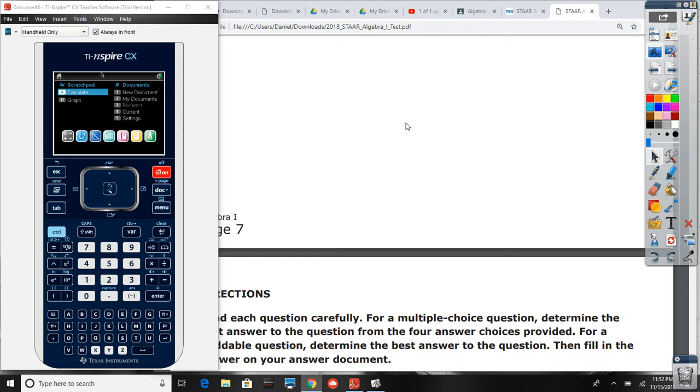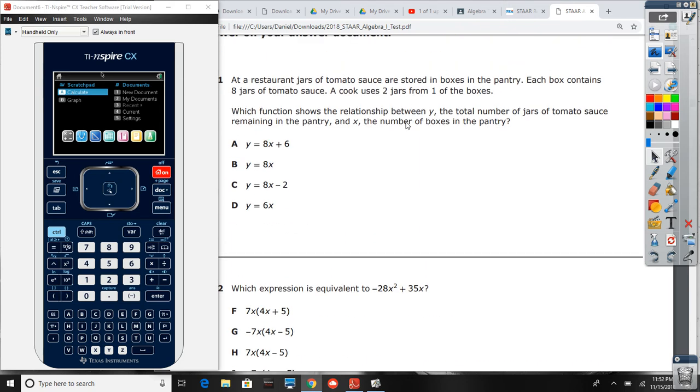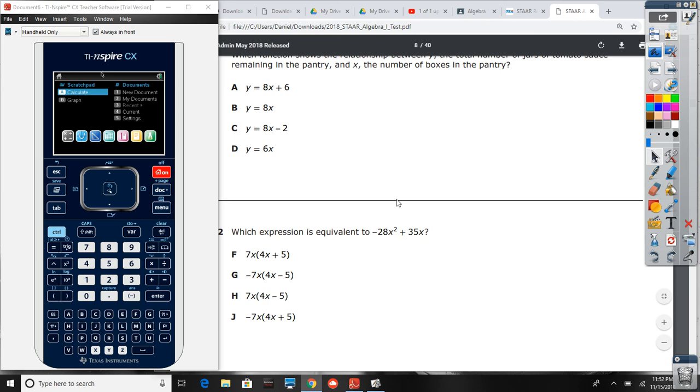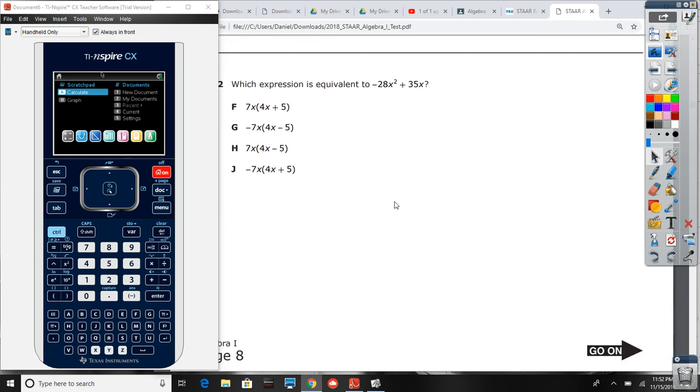But anyway, I'm gonna skip number 1 because even though it's an easy problem, I would have to think about it a little bit more. I want to go through the easy ones.